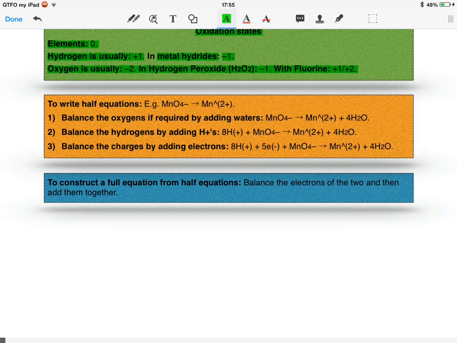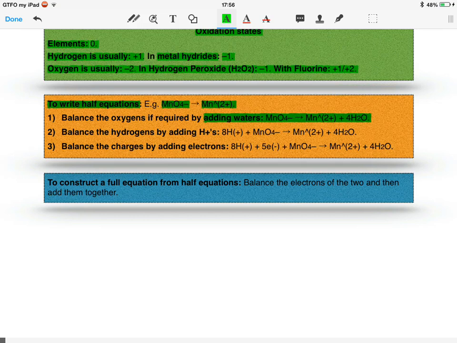So to write half equations, you should already know that from AS, but the example I've got here is manganate into manganese 2+, which is helpful for later. The first step is you balance the oxygens if required, and to do this you add waters. So here you can see we've got 4 oxygens on the left, so we're going to have to add 4 waters on the right, 4 moles of water on the right.